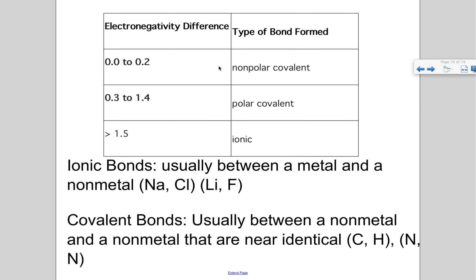So what you do is you take a look at the compound you're looking at, and then you do some simple math. And this is incorrect. I need to change this. But there are values that tell you what type of bond it's going to be, ionic or covalent.